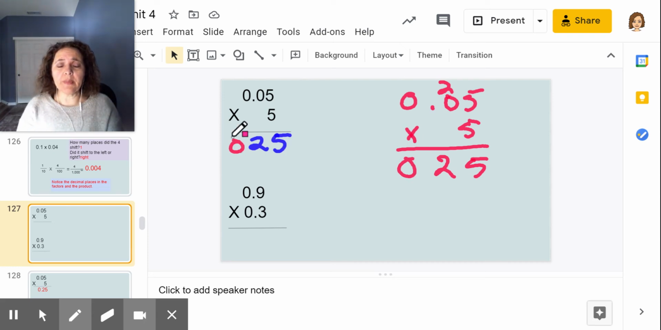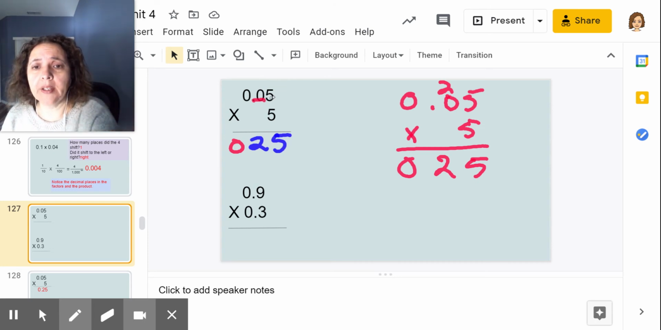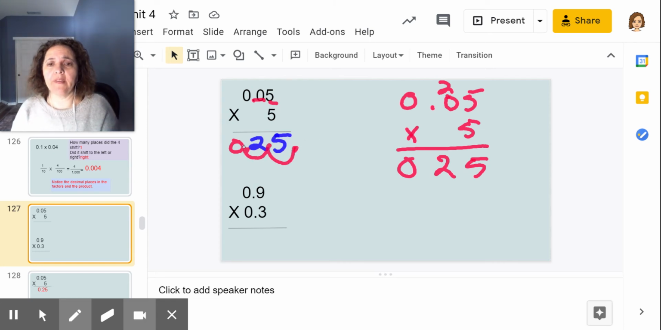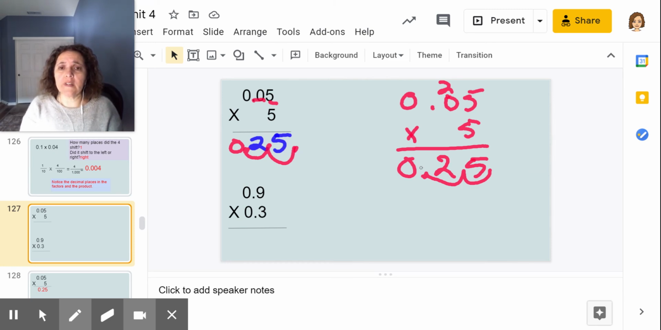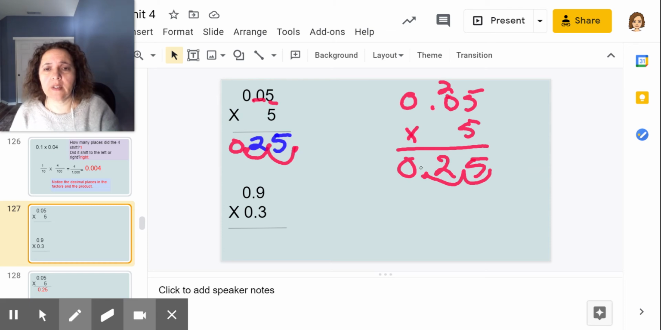Now remember, we said how many place values are in the factors. That's how many place values you need in your product. I have 2 place values. I'm going to start at the edge and count 1, 2 place values. That's 25 hundredths. Same answer, right? 25 hundredths. So 5 times 5 hundredths is 25 hundredths.